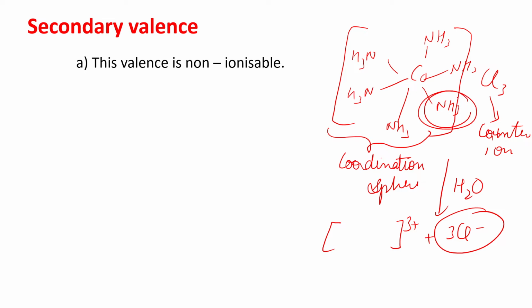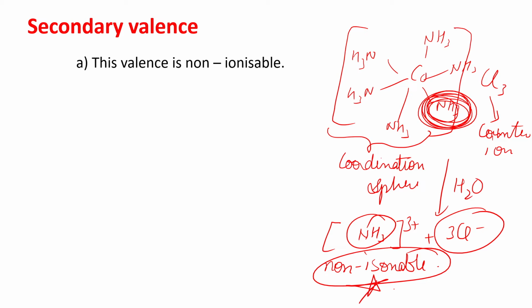The secondary valencies are basically satisfied by the ligands that are directly attached. The ammonia molecules are directly attached. These are non-ionizable. They won't dissociate in water. Coordination sphere itself won't dissociate. Cobalt ions and ammonia molecules won't dissociate in water. They will stay intact as a coordination entity, this will exist as a whole ion. Ammonia molecules won't separate out from this. So secondary valency here is satisfied by the ammonia molecules.